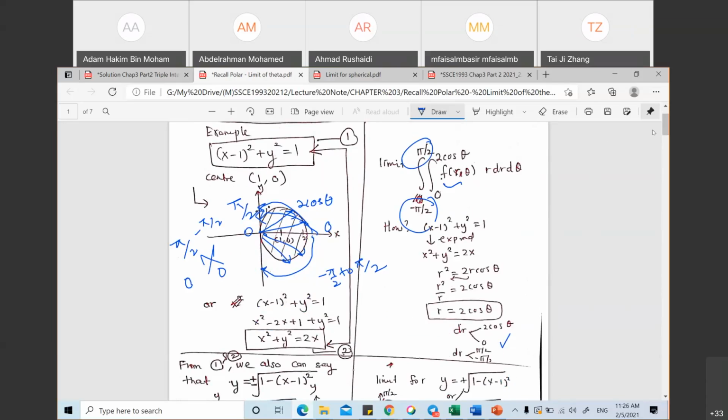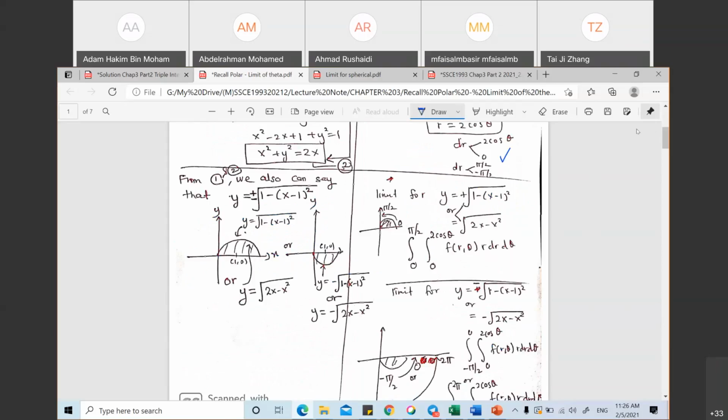Whatever the function is according to the question, you have to change it to r and theta form, from xy to r theta form. For this one, it is for sure 0 to pi over 2 because this is the region. So your angle is from 0 to pi over 2. Your radius is from 0 to here, which you have to find from the equation itself. You will get the same thing, 2 cos theta.